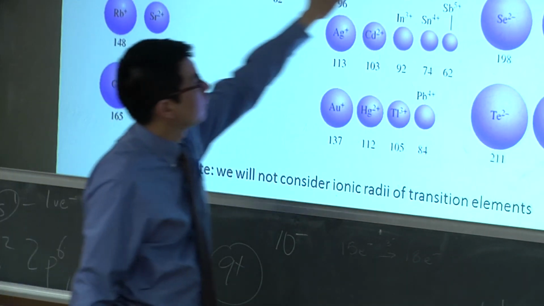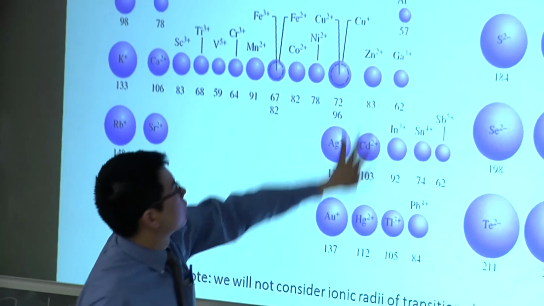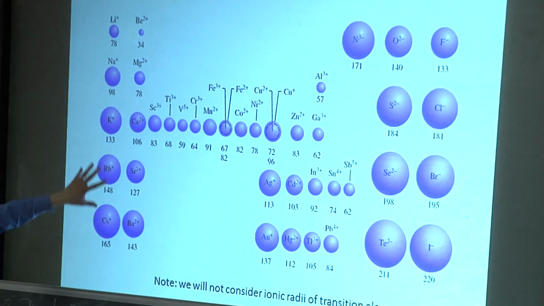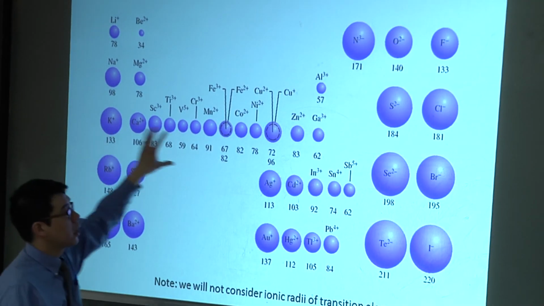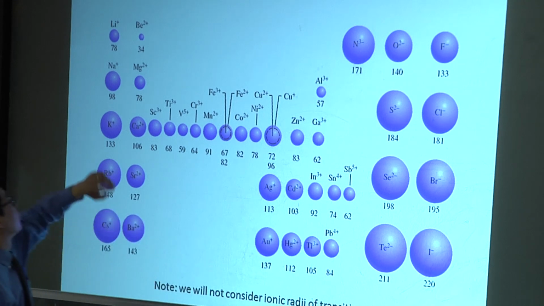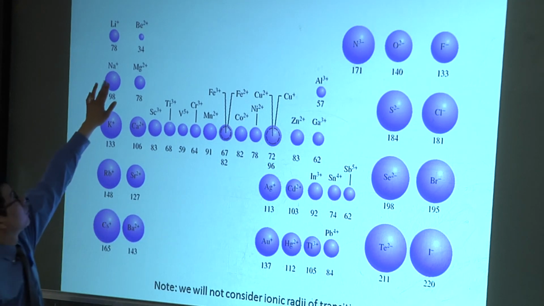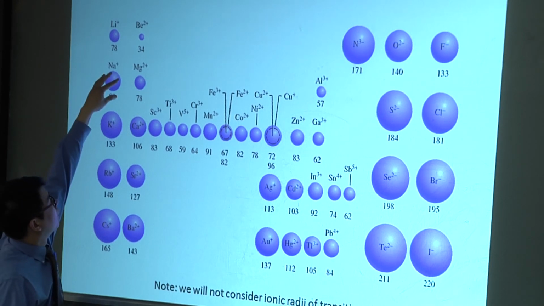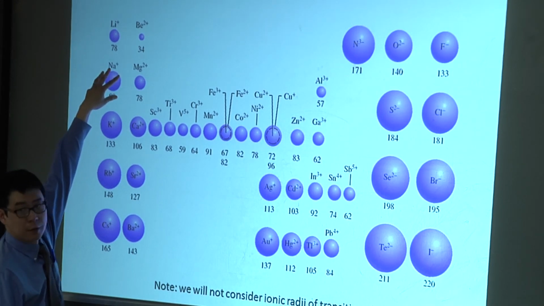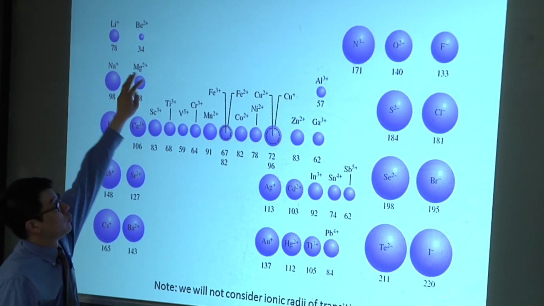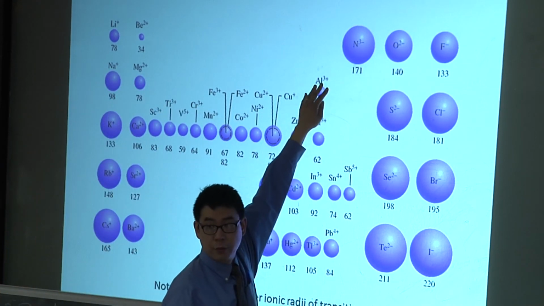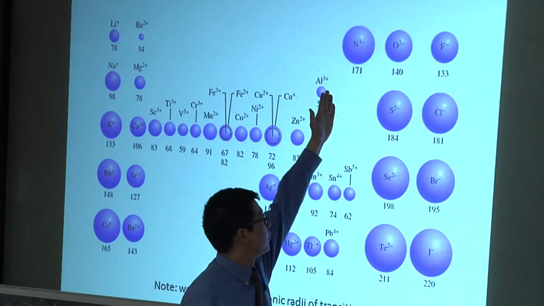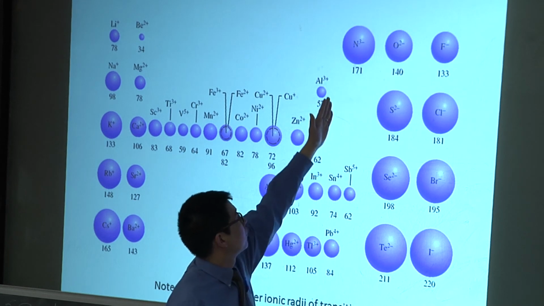We're going to ignore the transition elements because it's kind of complicated. But as you go across the main group elements, which is the S block and the P block, this is what's going to happen. For your cations, your biggest is going to be in group 1, and the next is going to be in group 2, and then your next is going to be in group 3. Group 4, you'll notice, is not here.